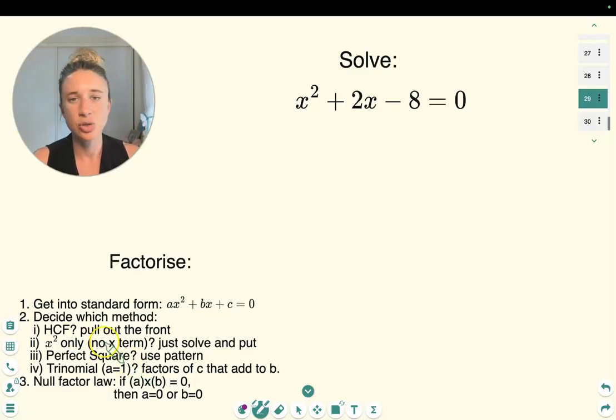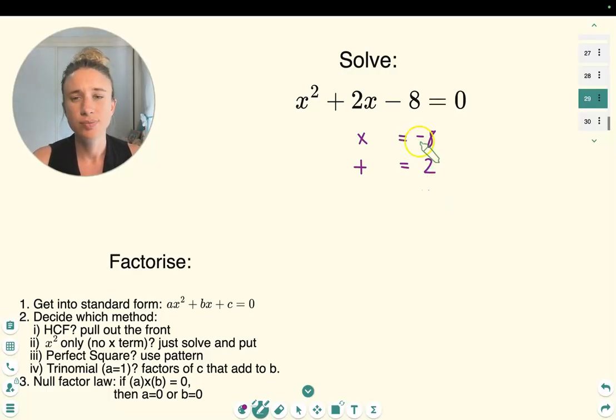Is there an x squared only? No, there's an x squared and an x. Are there square numbers at the start and end? No. A trinomial where a is 1? Yes, it is. So we're using this method. The factors of c that add to b. I think it's called product sum factor. So we're looking at what two numbers multiply to give -8 and add to give 2.